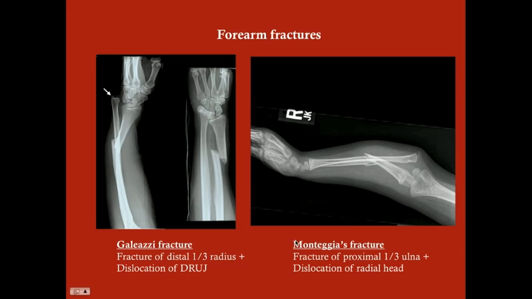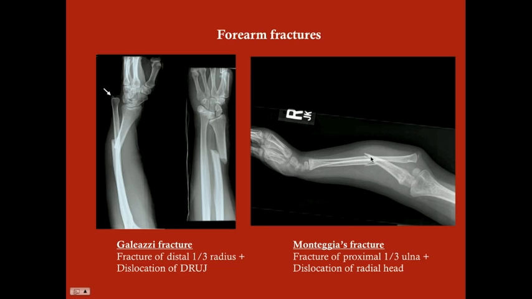The Monteggia's fracture is kind of the opposite of the Galeazzi fracture. So the Galeazzi fracture was the distal 1/3 of the radius. The Monteggia's fracture is a fracture of the proximal 1/3 of the ulna. Again, you're just going to have to memorize these names to the anatomic disruption here, because they really don't make any sense with these names. But Monteggia's fracture is a fracture of the proximal 1/3 of the ulna. And with this, you would also have a dislocation of the radial head.